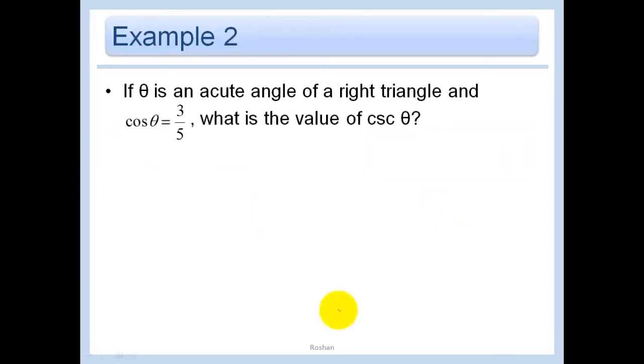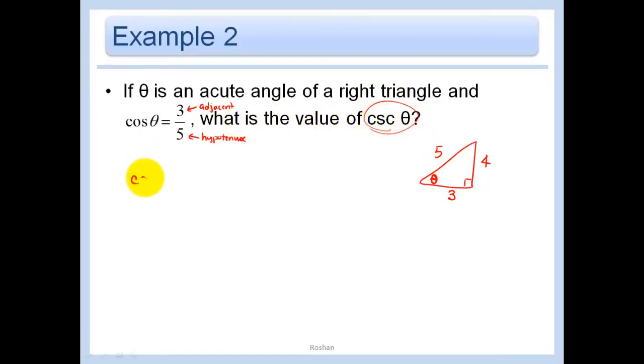Next problem, if theta is an acute angle of a right triangle, okay, theta, there we go, right triangle, and cosine is 3/5. So cosine, this is the adjacent, and this is the hypotenuse to theta. So which leg is touching theta? This leg right here. So that's 3. Which side is the hypotenuse? This one, of course. And hopefully you know your 3, 4, 5 triangles. That's another important one for your SATs. You should know 3, 4, 5 triangles. They always work. What is the value of cosecant?